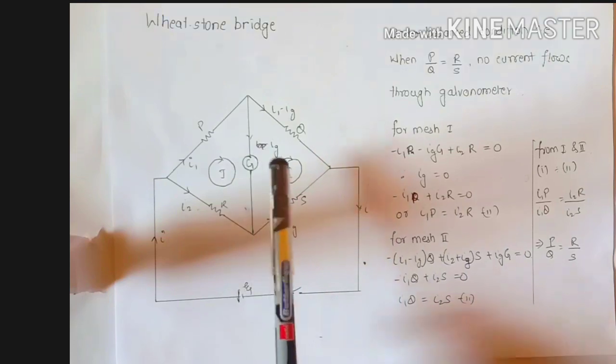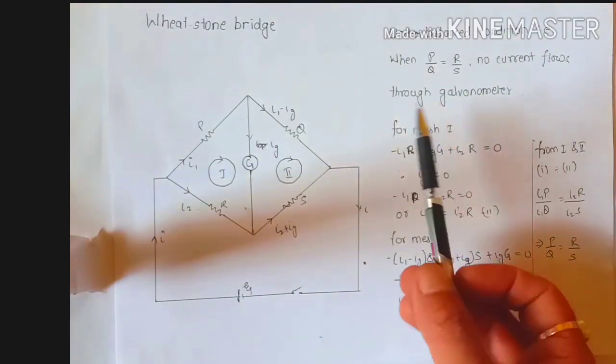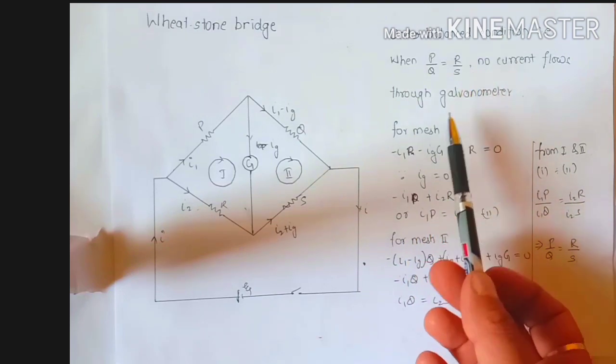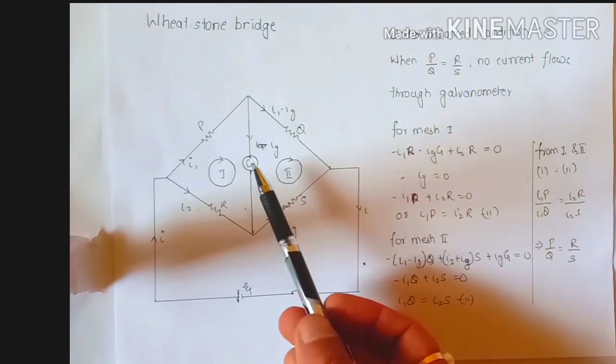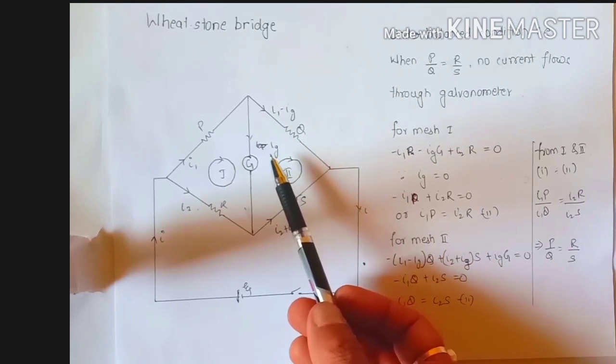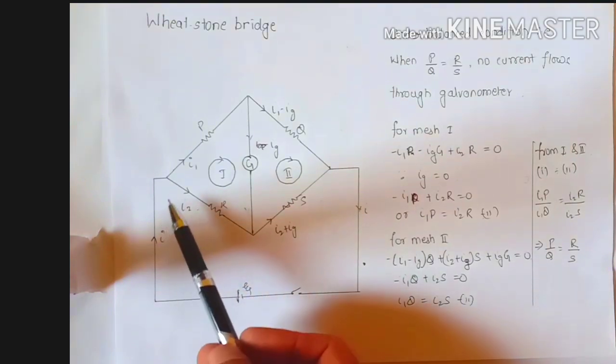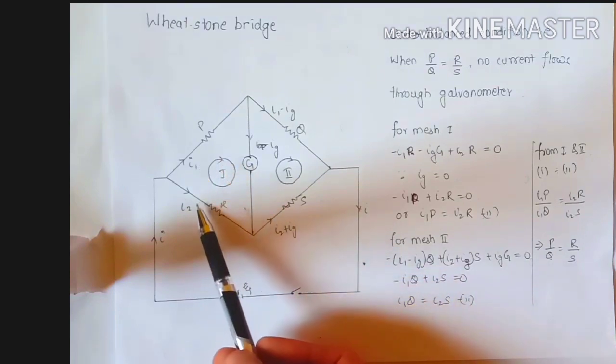The balance condition is when the ratio P by Q is equal to R by S, then no current flows through the galvanometer. The galvanometer current is written as Ig. So here is a source, a battery of EMF E. The current I is flowing. It is being divided into I1 and I2.